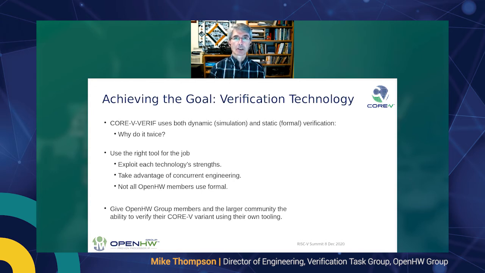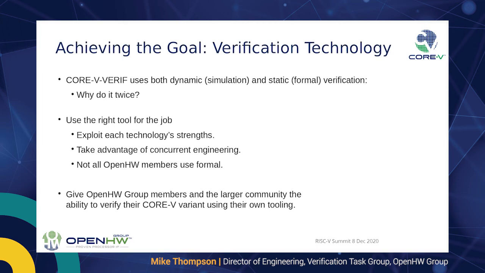You also want to take advantage of concurrent engineering. We've got people doing formal verification on one area of the core and simultaneously people doing simulation verification on a different area of the core. That way you can get bugs into the hands of the designers as fast as possible. Another consideration is not all open hardware members use formal. Formal is still an up-and-coming technology, so we want to make sure that we have both formal and simulation environments available in Core 5 VERIF for our members to use. And we want to be able to allow members and potential members the opportunity to use whatever tooling they currently have. And that's a very important consideration.